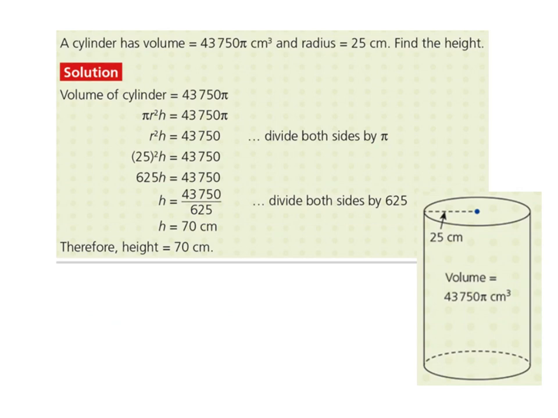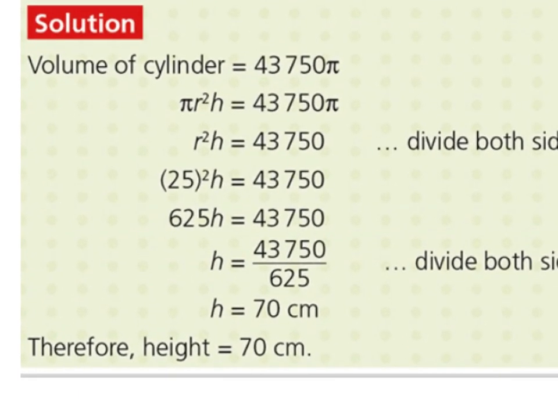This is the same question, just done slightly differently, where the formula is on the left, so pi r squared h, and the volume that was given in the question is written on the right hand side. But the steps are still pretty much the same. We cancel off the pi's on both sides. We swap the radius for 25, and 25 squared gives us 625. And then we divide, this time the right hand side. Technically you're dividing both sides by 625, but we divide 43,750 by 625, and again we get 70 centimeters.